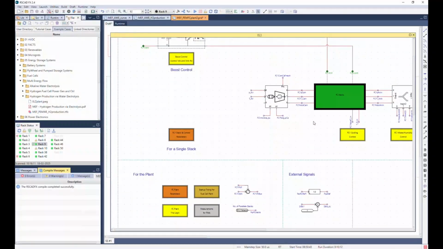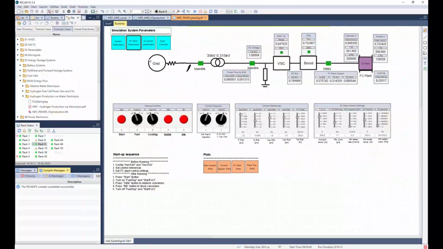Now let's move to the runtime of this case. In this case as well, we have runtime graphic to depict the system and the meters to monitor important quantities during the simulation. Sliders to change system and control parameters are placed inside the hierarchy boxes at the top. Runtime plots are included inside these hierarchy boxes at the bottom. Control references and settings can be changed using the sliders placed in the main runtime canvas.